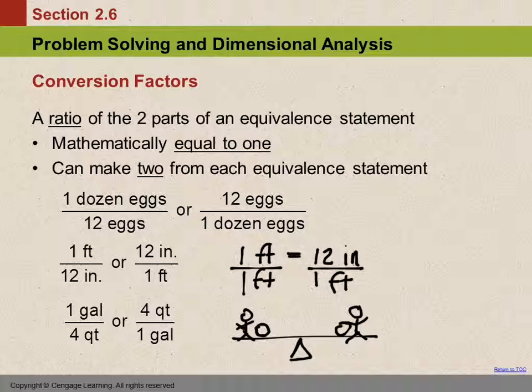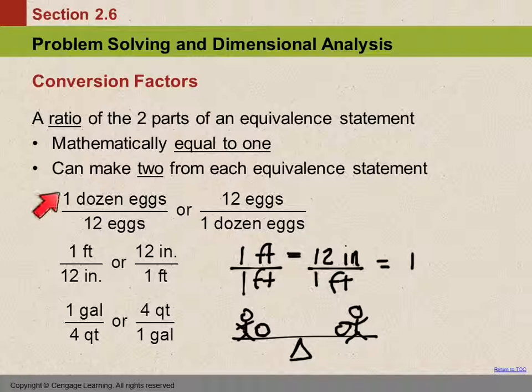Okay, well, let's look at this. What did I make here? What is 1 foot over 1 foot? That equals 1. Anything divided by itself equals 1. So that means that 12 inches over 1 foot equals 1. Any questions? All of these equivalent statements are mathematically equal to 1.